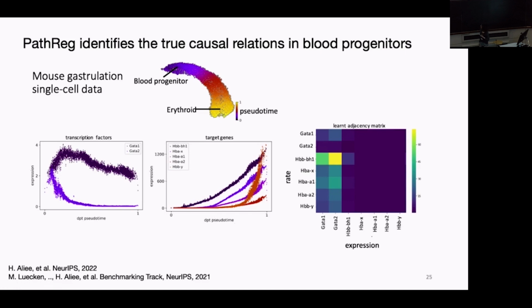And if we just visually look at these plots, we can see that these genes here are more correlated to each other than to the transcription factors. But when we apply the method, we could see that the velocity or the rate of the hemoglobin genes depend on GATA1 and GATA2, and they do not depend on themselves, which was surprisingly very accurate. So we were very happy to see and validate these results also on single-cell data. But this is a very small data set, so I have to mention this.